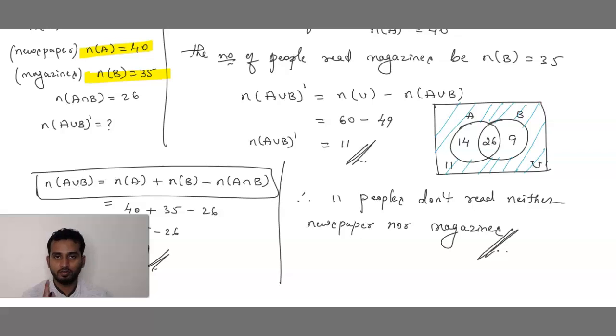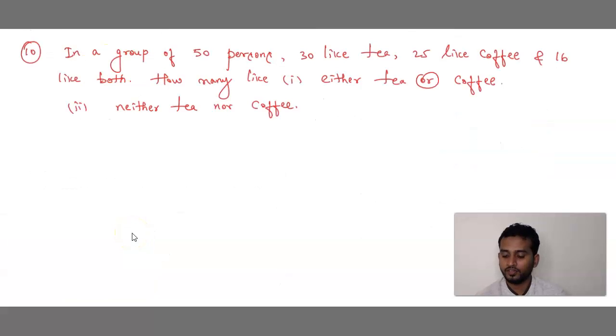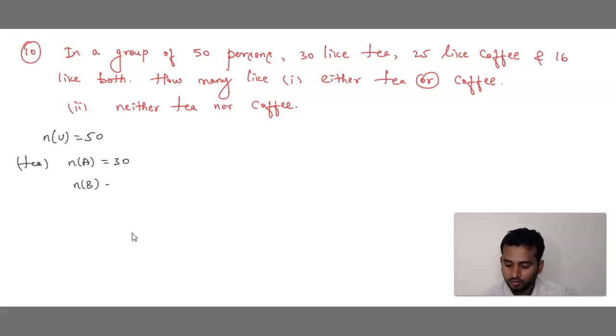Right? Let me solve one more problem. In a group of 50 persons, 30 like tea, 25 like coffee and 16 like both. How many like either tea or coffee, and neither tea nor coffee? In a group of 50 persons, totally we have 50, that is n of U. 30 like tea, that is n of A, 30. 25 like coffee, that is n of B, 25. And 16 like both. Both means intersection. n of A intersection B is 16.